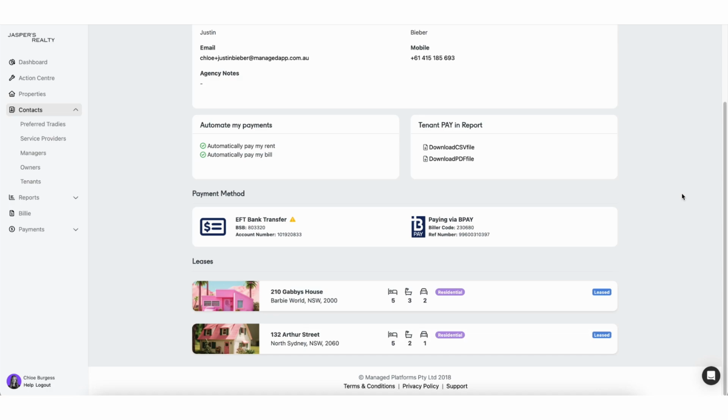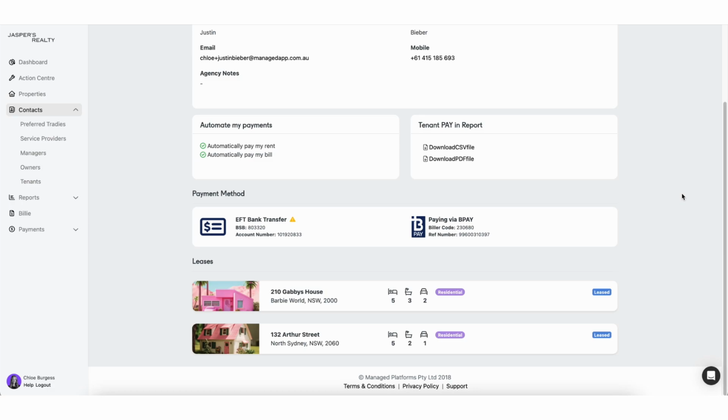The easy answer is yes, an owner can be a tenant through the Managed system. Hypothetically, if I was an owner who had an investment property through a real estate agency that used Managed, but I was also a tenant at another property that also used Managed as their software provider, I can be an owner and a tenant across both. There is no reason I cannot. The only thing is that I cannot share the same email.